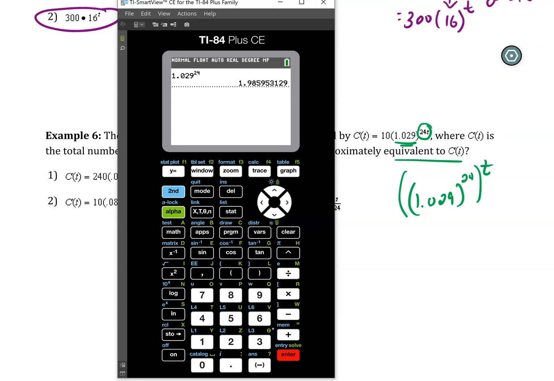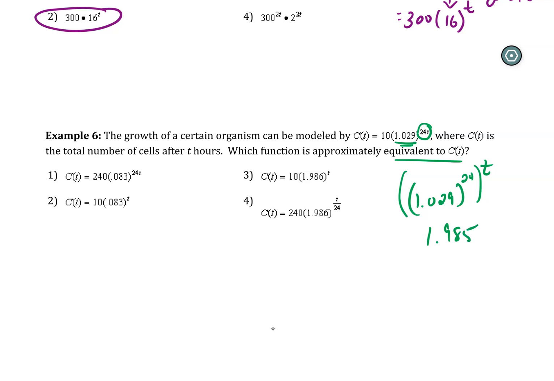That gives us this decimal, which we will approximate here, 1.985. And we can look at that as being raised to the t, because that was all of this. So now I have that portion, and it was originally multiplied by 10, so 10 is on the outside. And c of t would equal all of this. So which one of these looks like that? The correct answer would be C.